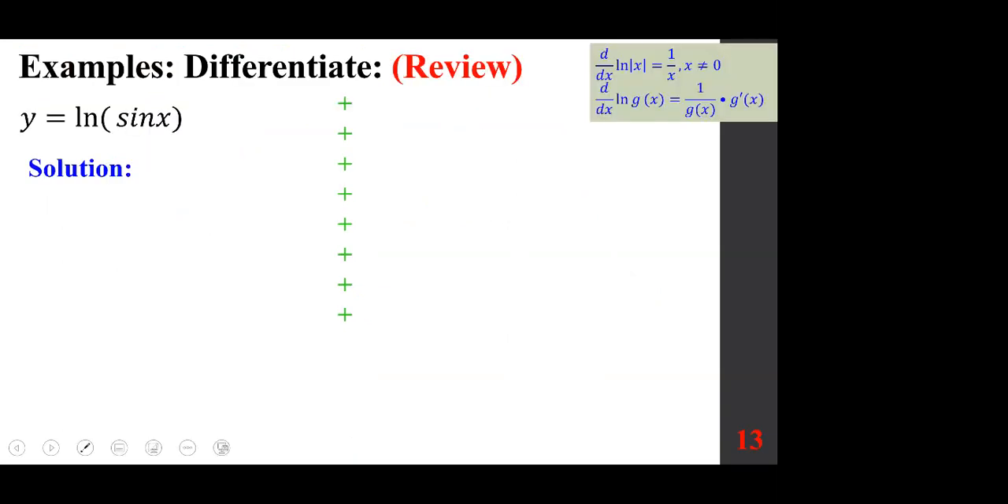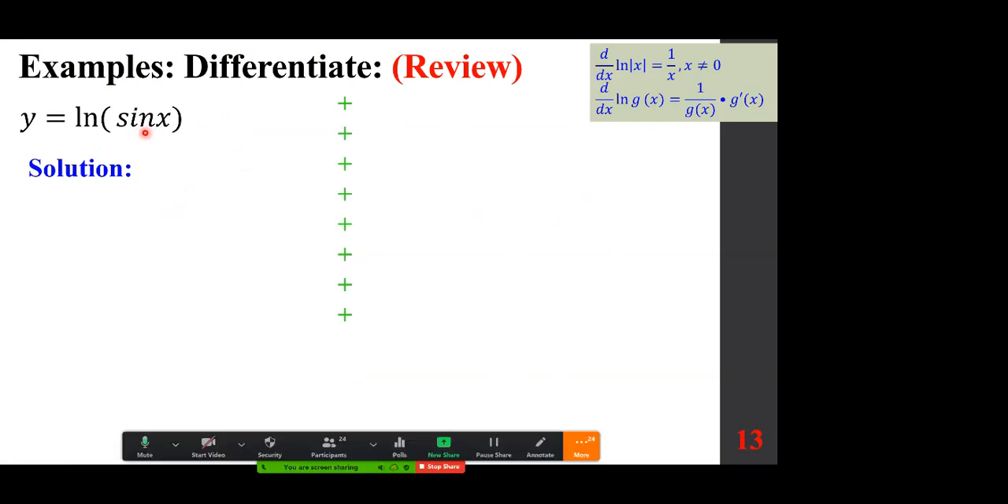Let's also do this page. Y equals ln of sine x. Whatever this is, flip it over: 1 over sine x, 1 over g of x, times g prime. Now we need the derivative of sine, which is cosine. And you know cosine over sine is cotangent. And we're done.